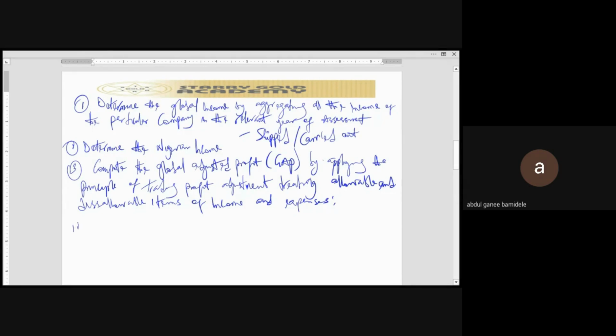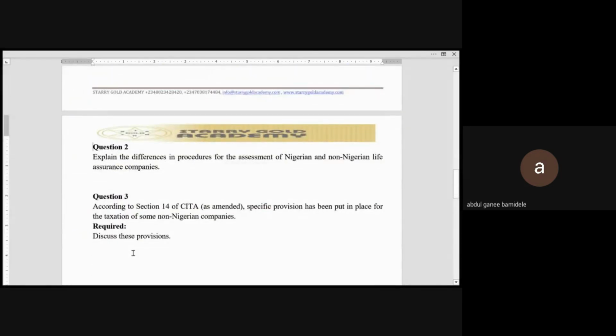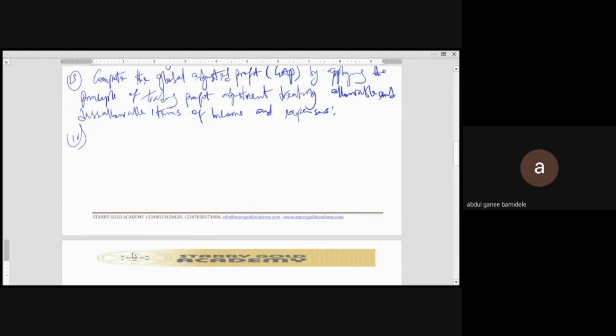Then number four, you compute the global adjusted profit ratio using this formula.